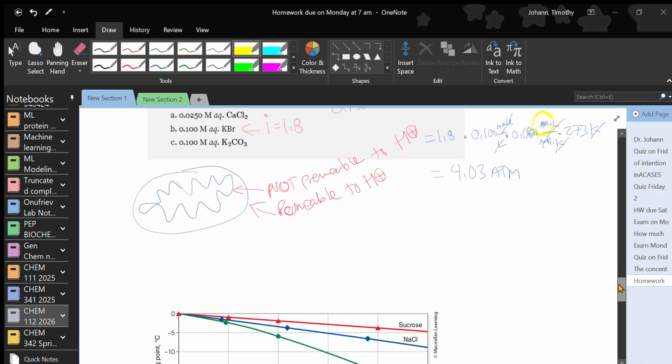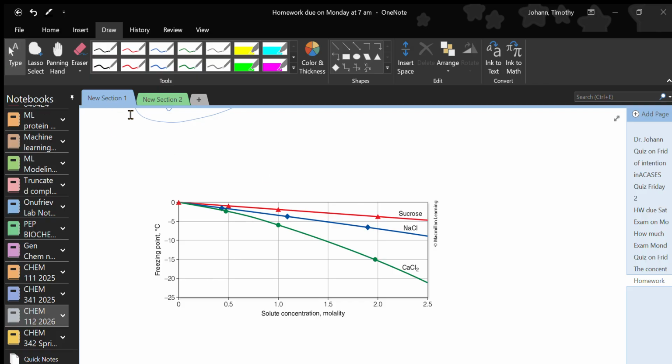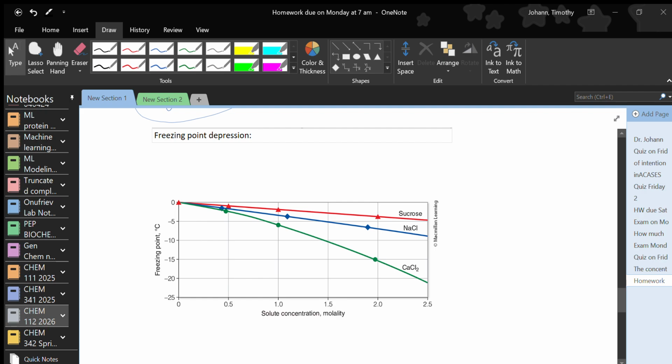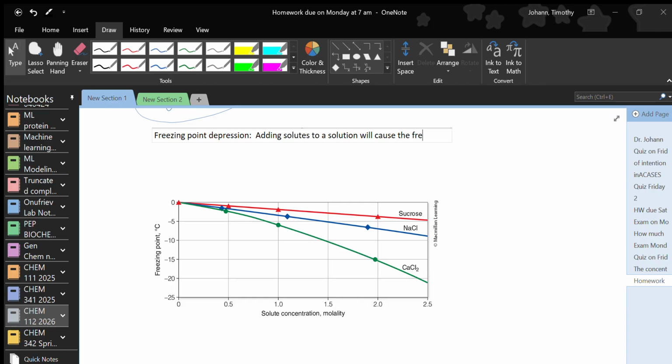We're going to go talk about freezing point depression. All right, freezing point depression. So adding solutes to a solution, or to a solvent, let's say to a solution, will cause the freezing point to go down. All right, so it's freezing point depression. It will always go down.